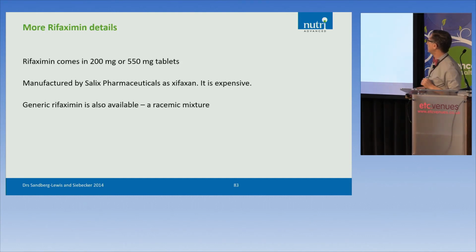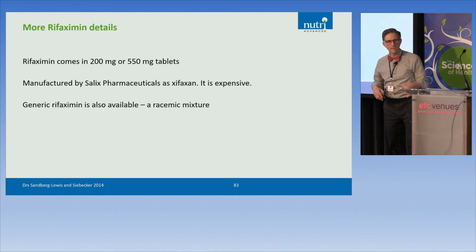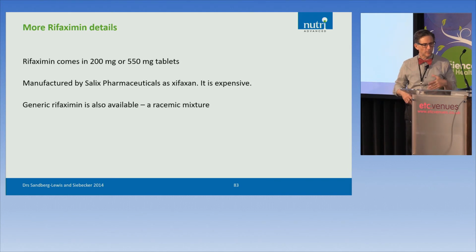Rifaximin comes in two strengths. It's manufactured by Salix. There are generics as well from India and from Italy. It's very expensive in the US. Without insurance coverage, it could be $1,200 to $2,000 US dollars for a 2-week course. But a lot of insurances cover it. And some people get the generic from India, which is much cheaper, and I don't know if that's a good idea or not, but some doctors prescribe that.